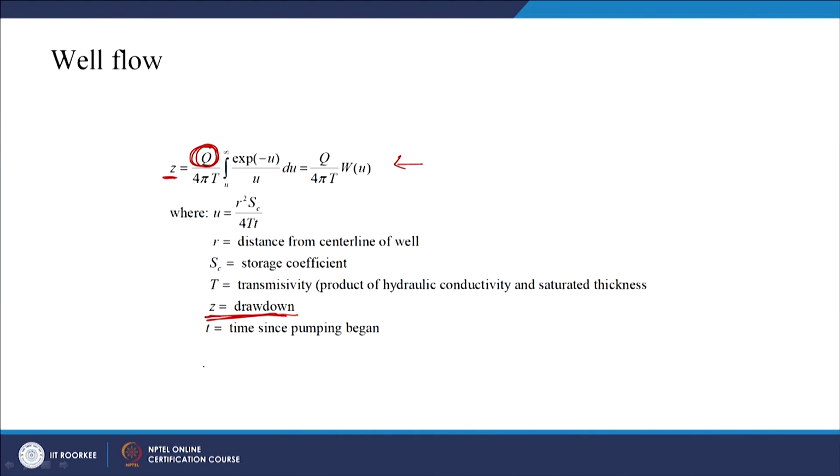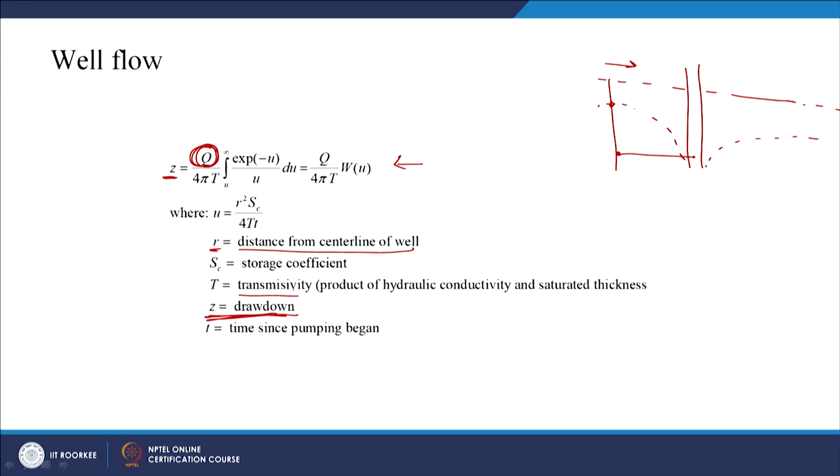What are some of the other aspects I need to have though? I have R, the distance from the center line of the well to the location at which I am considering the drawdown, if this is my particular well and this is my drawdown, with groundwater flow in this direction. Then the storage coefficient, transmissivity, which is the product of hydraulic conductivity and saturated thickness, drawdown, which is what I am trying to calculate, and time since pumping began. And this is the well function.